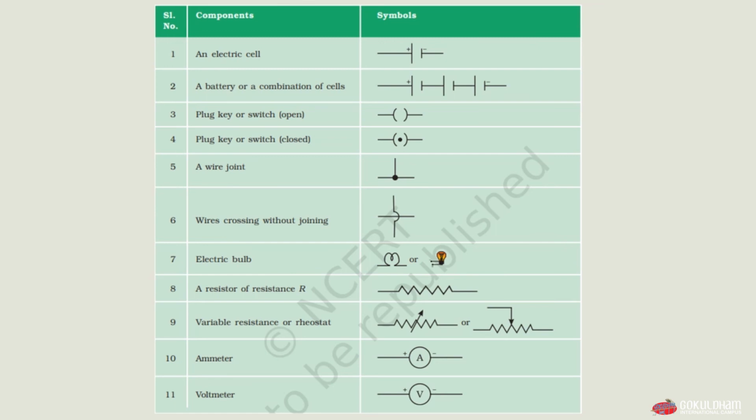Next, symbol number 7 is the electric bulb. Here there are two symbols. We can use either of them for an electric bulb in the circuit. Both are valid. In 8, there is a resistor of resistance R. This is the symbol for a resistor having resistance R. Ninth one is the variable resistance or rheostat. The symbol shown here is used for variable resistance or rheostat. There are two symbols and you can use either one. Both are valid. 10th one is the ammeter.